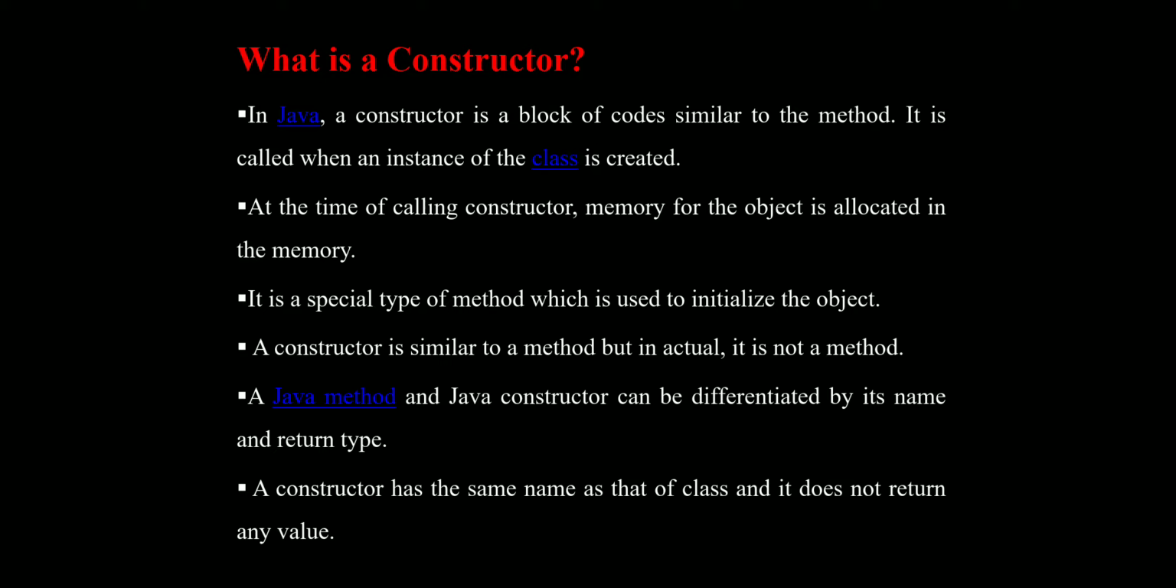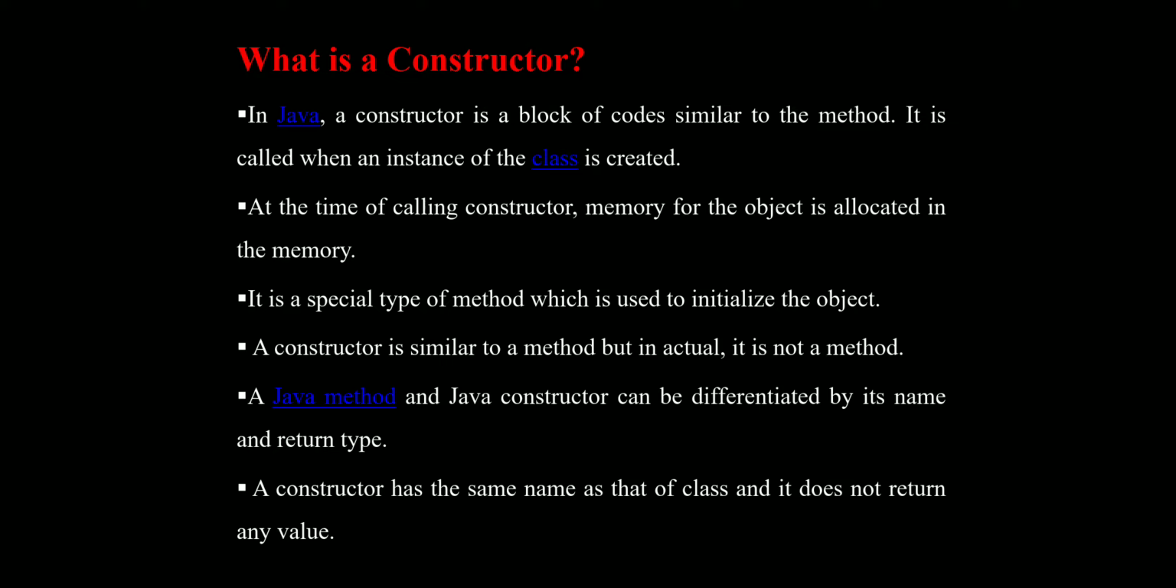And also constructor and method are similar, but actually a constructor is not a method. A Java method and constructor are differentiated by name and return type. A constructor has the same name as the class name and it doesn't have any return value.